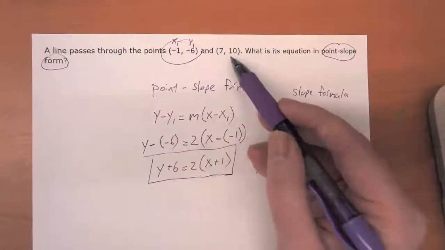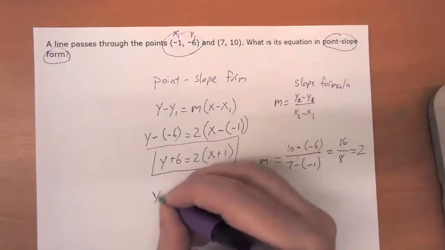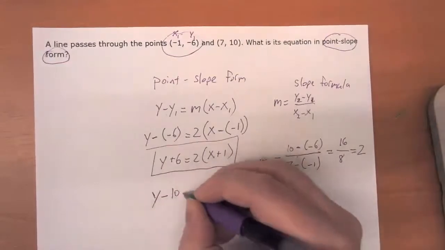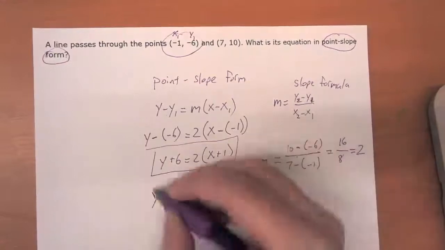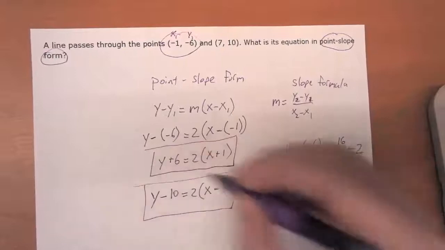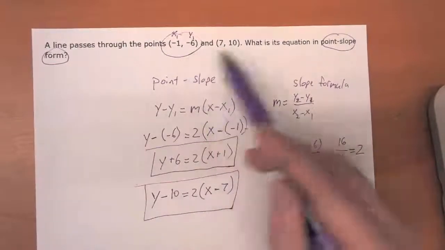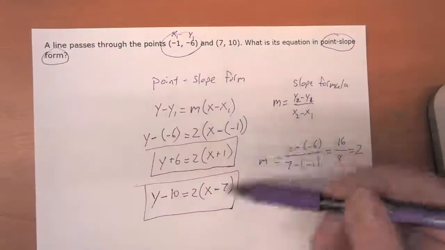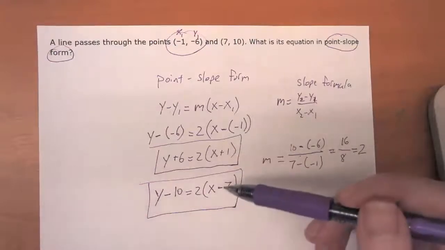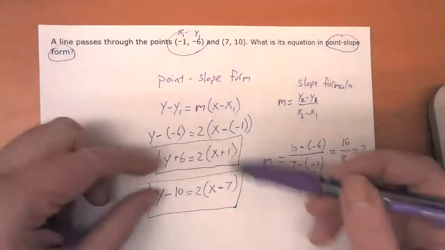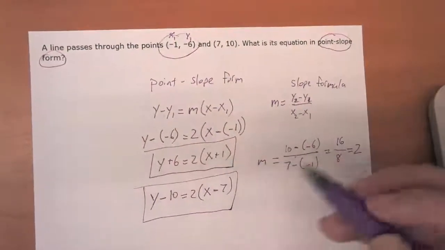We could also have substituted the other point in. And if we had done that, we would have gotten y minus 10 is equal to 2 times x minus 7. Either one of these are acceptable point-slope forms of the line passing through both of these points. And the reason that we could use either of these equations is that these are both the same equation, just with different names. We could see that by multiplying this out.